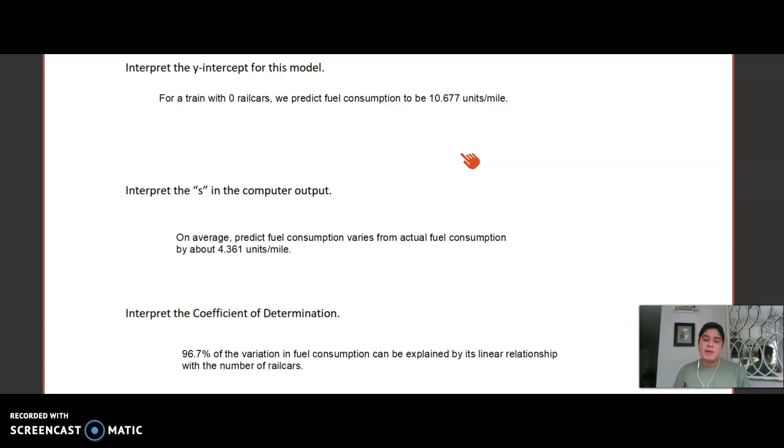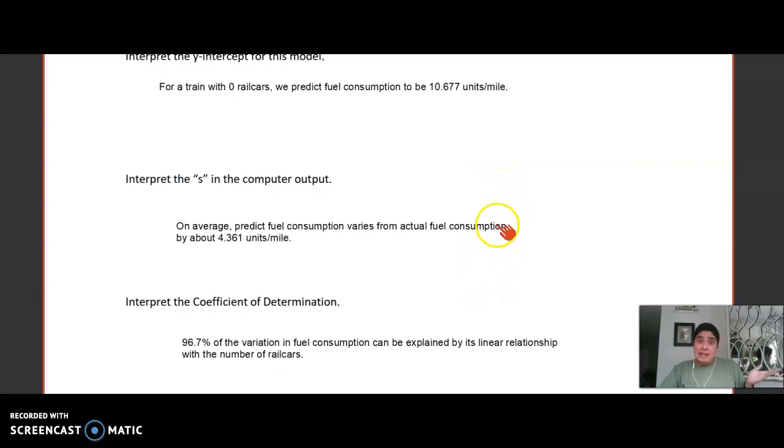s, we saw at the bottom of the computer output, on average predicted fuel consumption varies from actual fuel consumption by about 4.361 units per mile. I guess that sounds right to me. We saw how close all of the points were on that scatter plot, so it makes sense that they should have a relatively low standard deviation of the residuals.